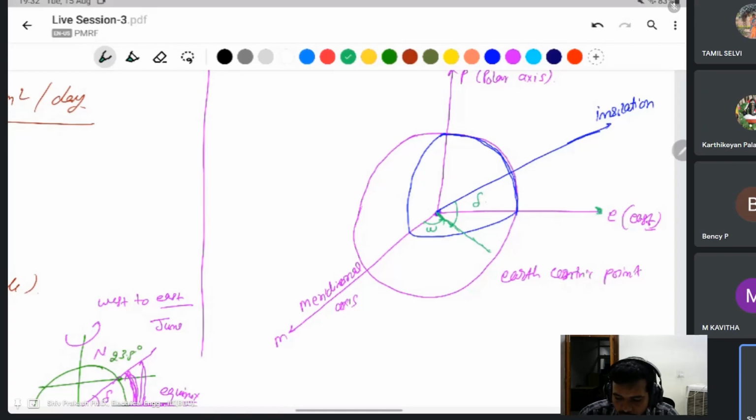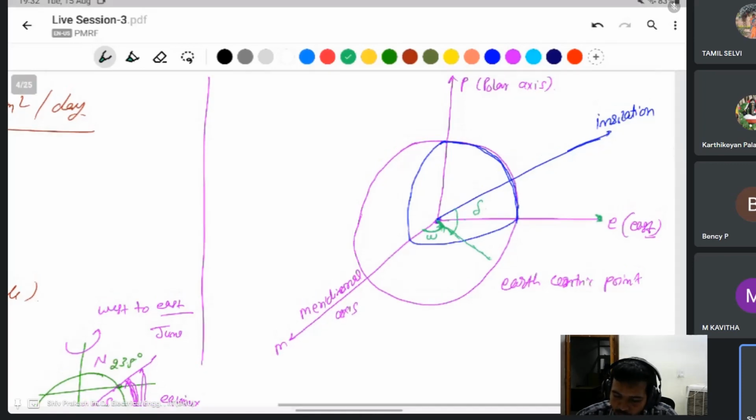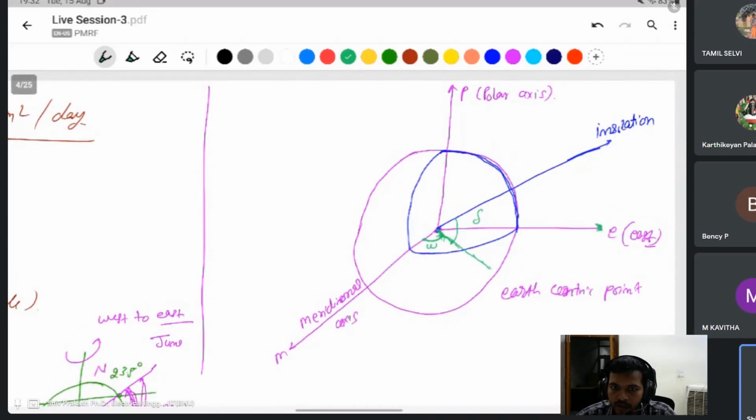The sunrise is at that point, and this angle will change. At sunrise this angle will be 90°. The meridian axis and east axis are both at 90°, and the polar axis and east-west are also at 90°. All of them are placed at 90°. That's why at sunrise omega will be 90°, because the insolation occurs at that point. Delta will be 0. Oh sorry, this will be the same in the morning time or sunrise time, that will be 90°.